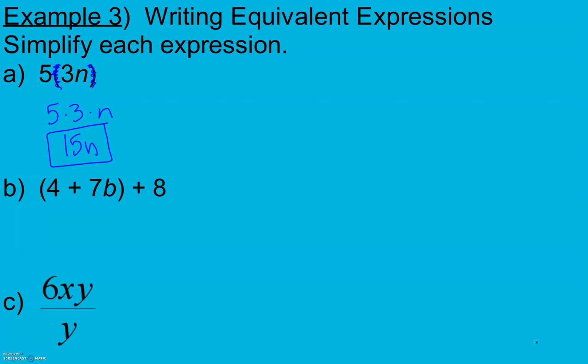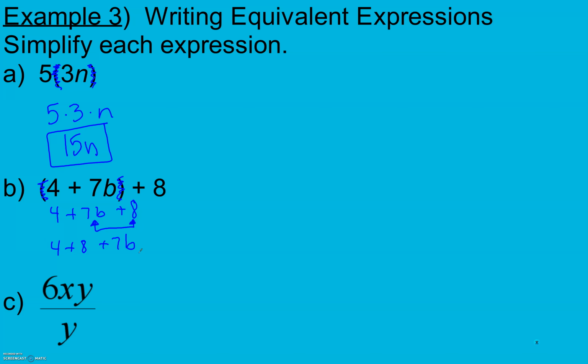In b, PEMDAS says I have to take the 4 plus 7b, but again, I can't do that until I know what b actually equals. So I'm going to get rid of my parentheses here, and I have 4 plus 7b plus 8. And again, that only works when we're using our associative property of addition if everything is just being added. If there would have been multiplication or subtraction or things like that, then we would have had to change it first.